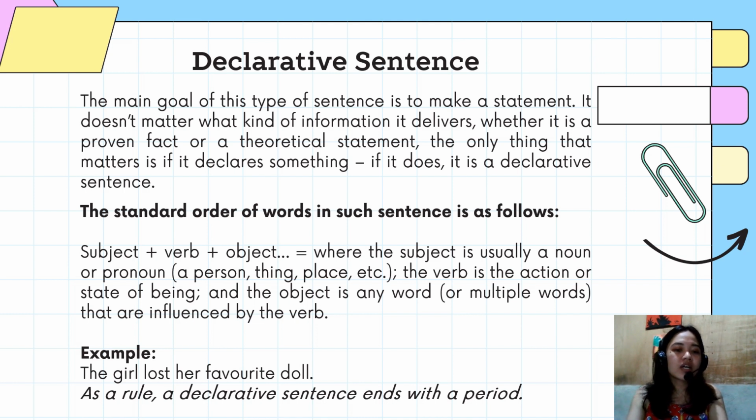Let us have our example. The girl lost her favorite doll. So where is our subject there? Our subject is the girl, and then lost is our verb, and her favorite doll is our object. Did you get what I want to tell you, class? It is very simple, right? The girl is the subject, then the verb and the object. And then the sentence ends with a period. That is the rule of a declarative sentence. It always ends with a period. So remember that rule.